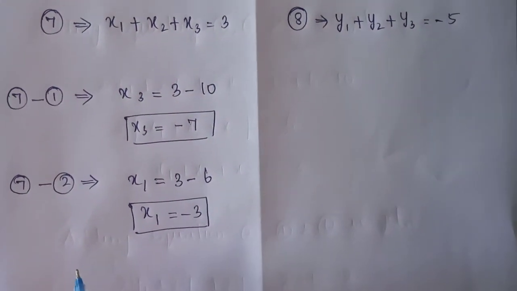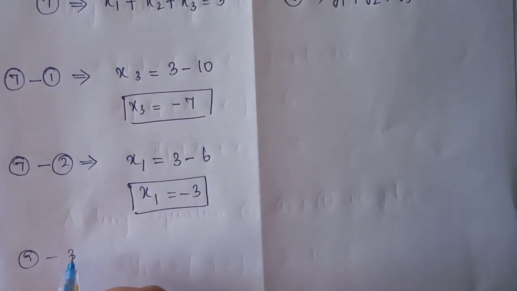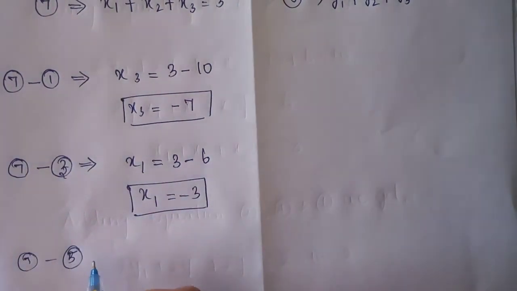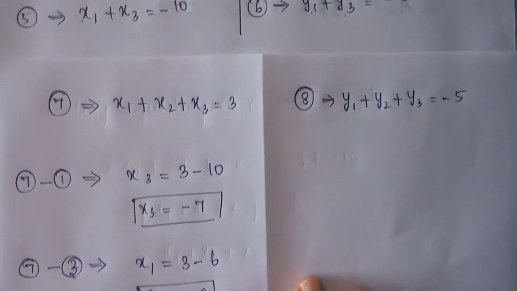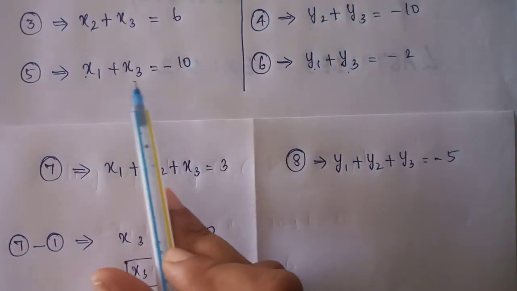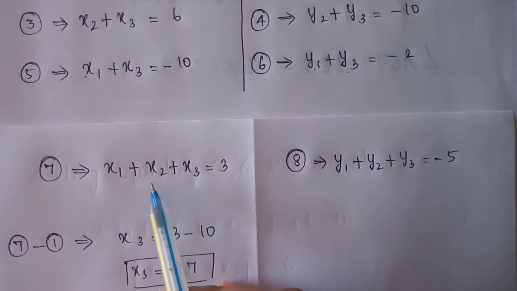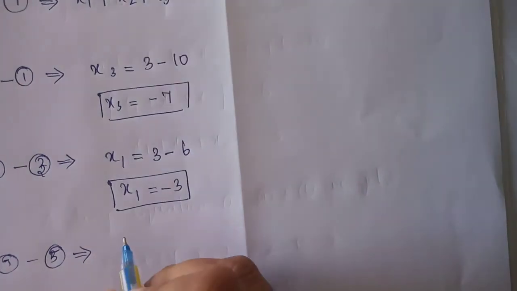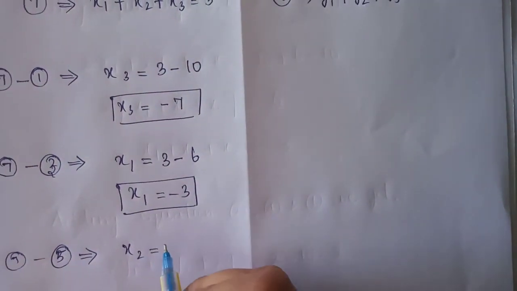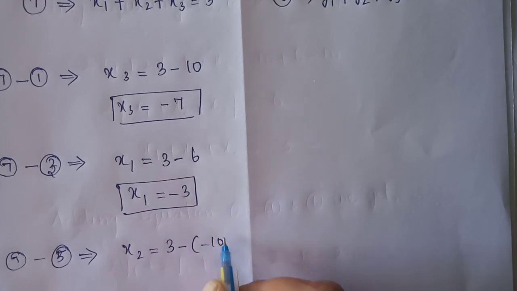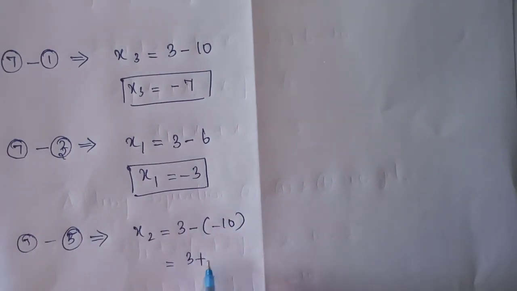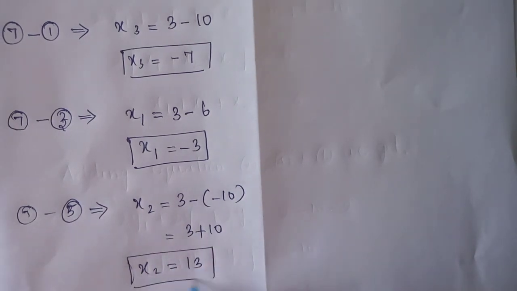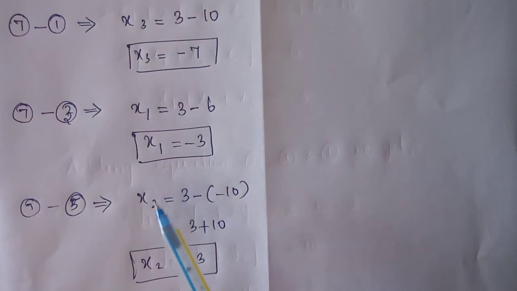Then equation 7 minus equation 5. Equation 5 is x1 plus x3. So x1 and x3 get cancelled. x2 is equal to 3 minus of minus 10, which is equal to 3 plus 10. x2 is equal to 13. So now we have found the values of x3, x1 and x2.